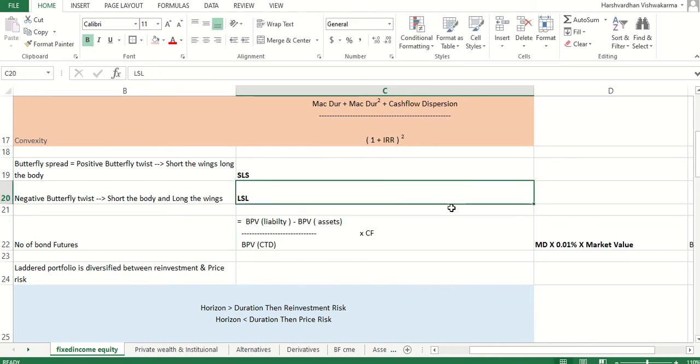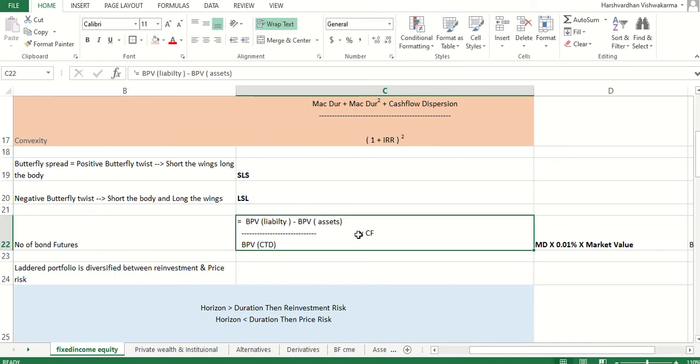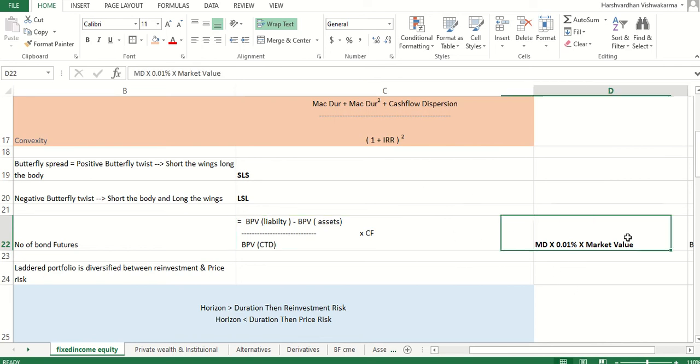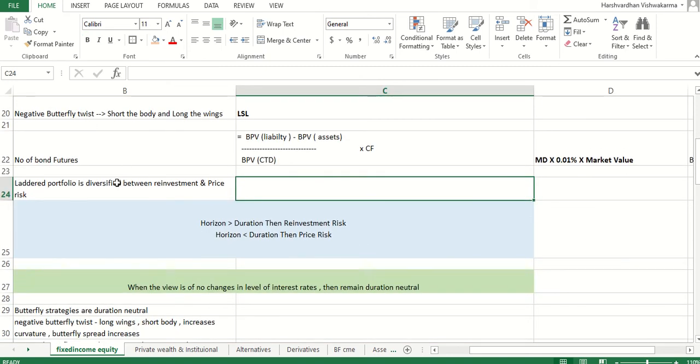Whenever there is a CTD, it has to be multiplied with your conversion factor so that it becomes closer to the actual bond. And the formula for BPV is duration times 0.01 basis points times the market value. So it's BPV of liability minus BPV of assets upon the BPV of CTD. Quite simple in that sense.